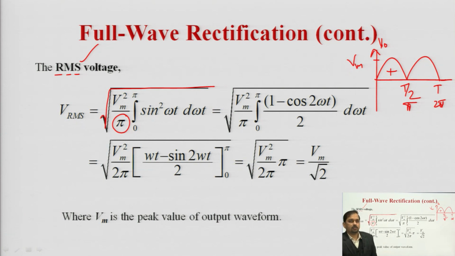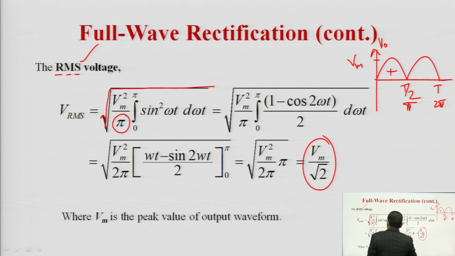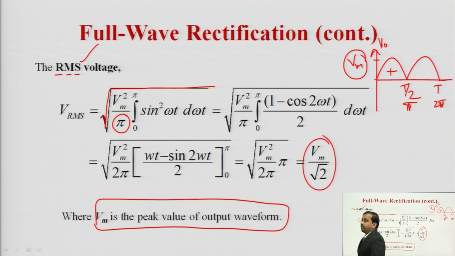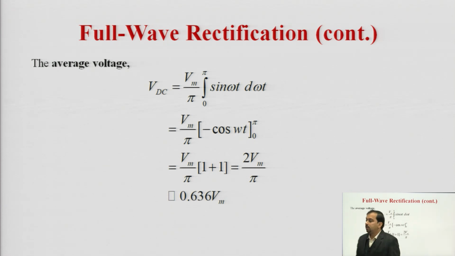Now we need to integrate this. Sin square omega t will be 1 minus cos 2 omega t divided by 2, and if we perform the integration, we see that Vrms for the full wave rectifier comes out to be Vm by root 2, where Vm is the peak value of the output waveform. Now we can compare this result with the half wave rectifier. For the half wave rectifier, the RMS voltage was Vm by 2. Now the average voltage, or we can say the DC voltage.